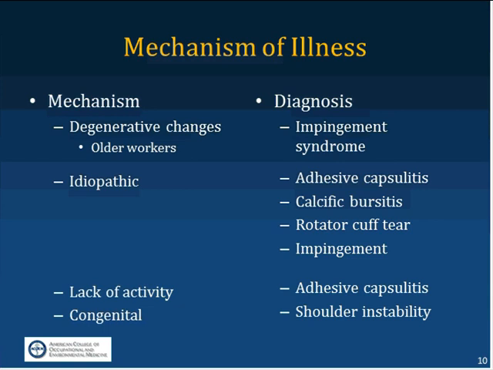One study showed that there's an association between adhesive capsulitis and lack of activity. And that's particularly true, at least in terms of progressive inability to move the shoulder post-traumatically, if people don't do range of motion exercises. Shoulder instability in many cases is actually congenital as opposed to post-traumatic.